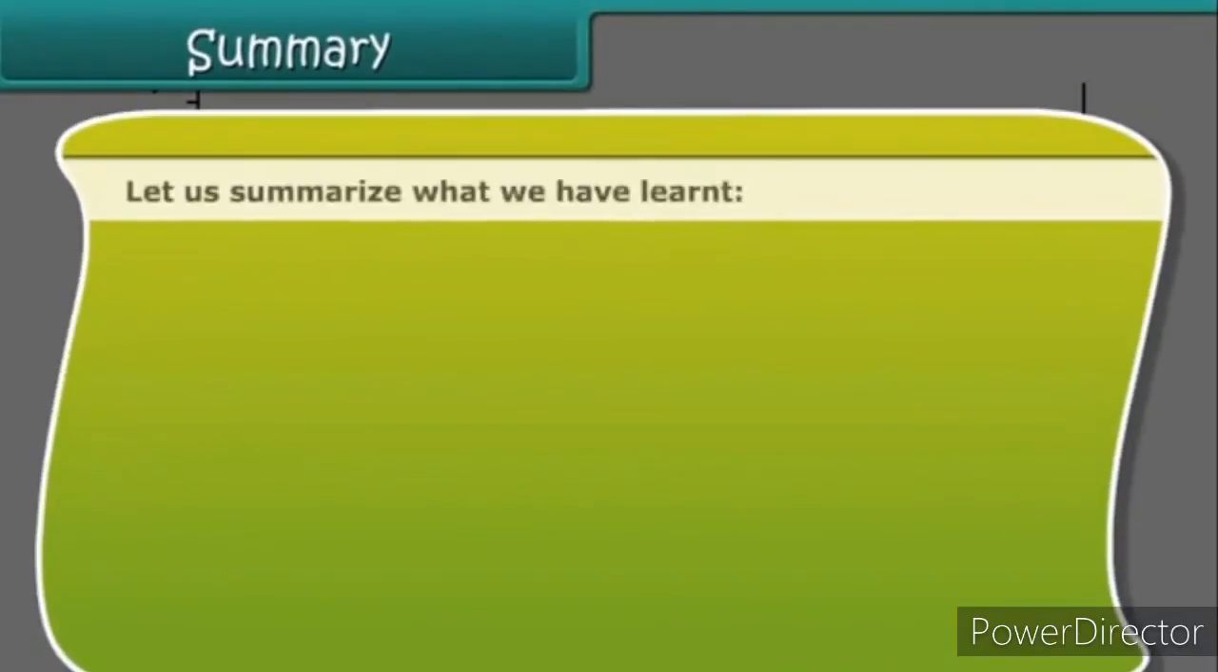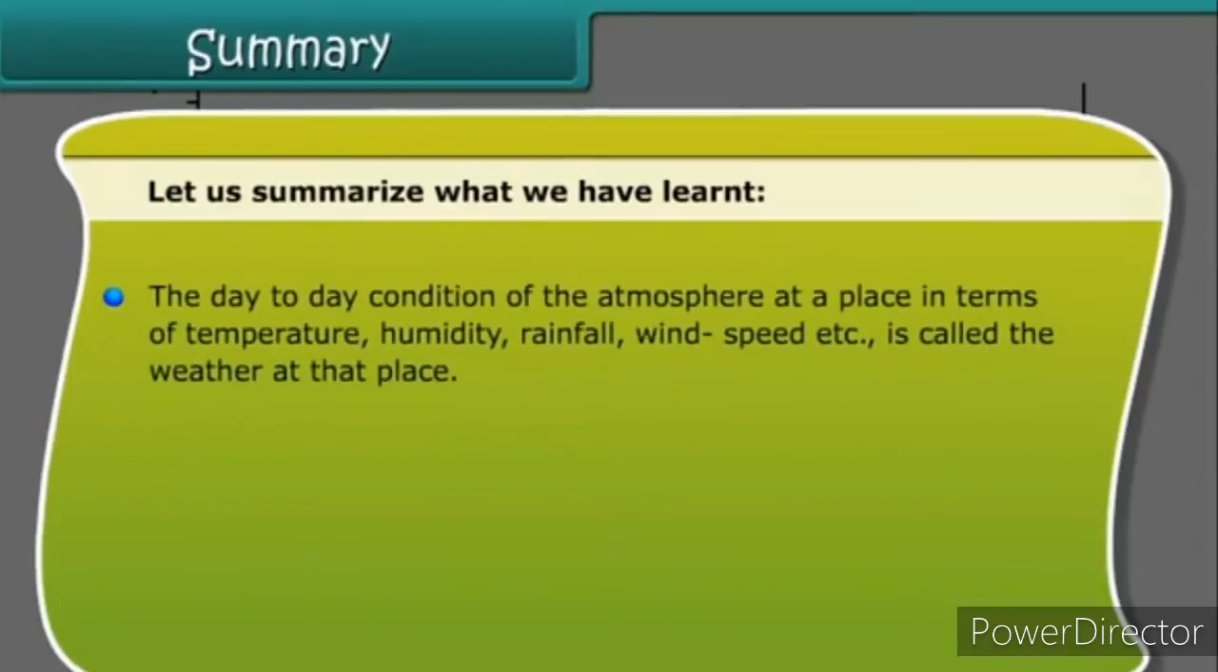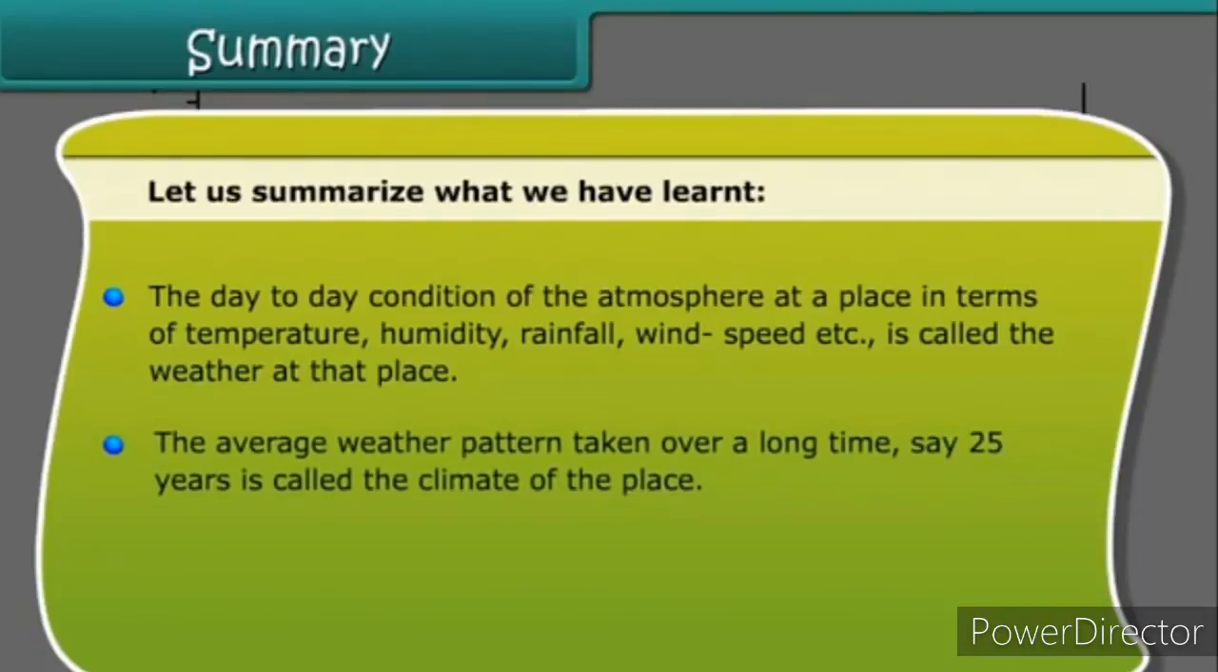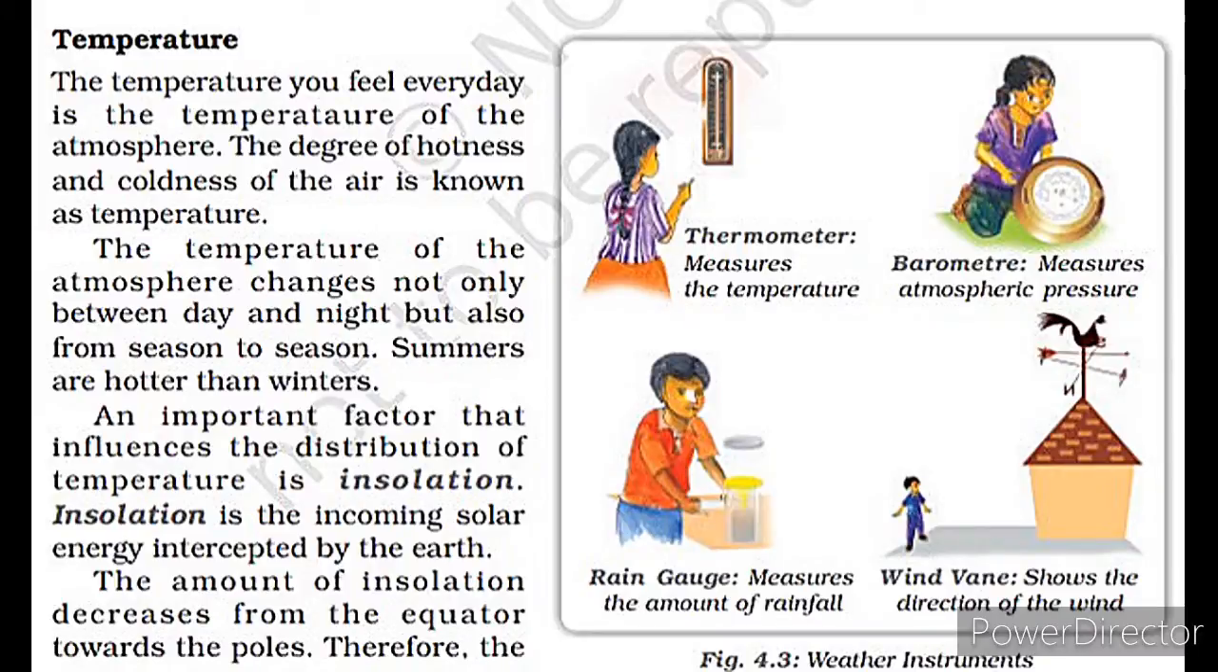Now see summary. Let's summarize what we have learned. The day-to-day condition of the atmosphere at a particular place in terms of temperature, humidity, rainfall, wind speed, etc. is called the weather at that place. The average weather pattern taken over a long time, say 25 years, is called the climate of the place. Now we will continue the second topic of this chapter, that is temperature. The degree of hotness and coldness of the air is known as temperature.